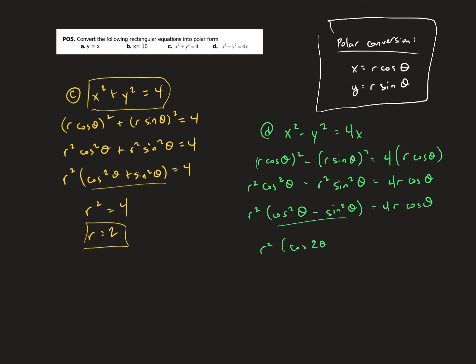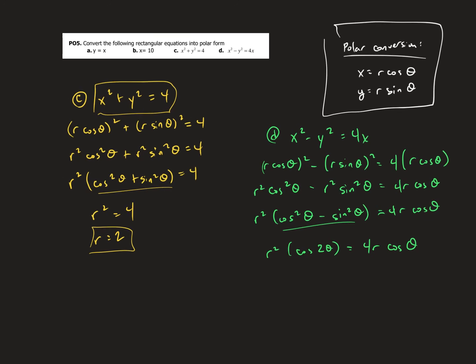I didn't really need that parenthesis, but that's okay. Now, to simplify this more fully, I'm going to divide both sides by r. There we go. So it should be r times cosine 2 theta equals 4 cosine theta.